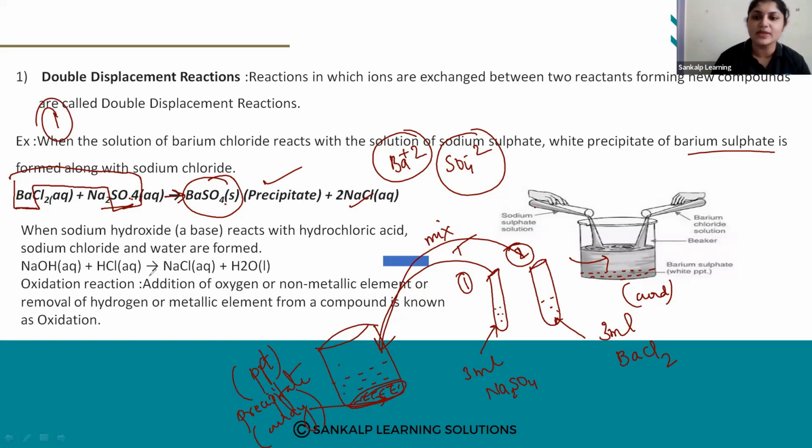Why is it called a double displacement reaction? The earlier one you have studied is a displacement reaction. Okay, this is double displacement reaction. Why? Because there is exchange of two ions between the two reactants. So you can see here, earlier you have seen that there was only exchange of one ion from the reactant. Here there is exchange of two ions from the reactants. Okay, so it is called as double displacement reaction.